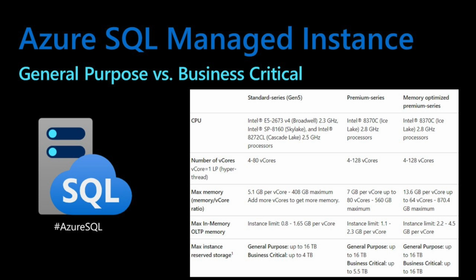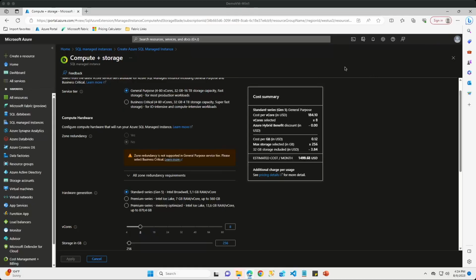So real quick, let's jump over into the Azure portal. I'm on the Azure portal here for my Azure SQL managed instance, and we can see that for the general purpose tier with standard series hardware, the maximum number of vCores that we can actually get here is going to be 80 vCores, and the same applies for the business critical tier. So we can still go up to 80 vCores for the standard series hardware.